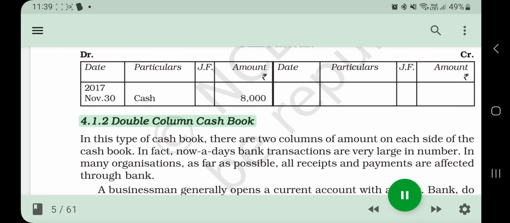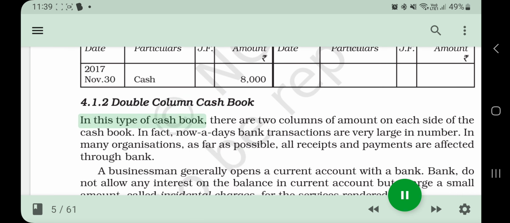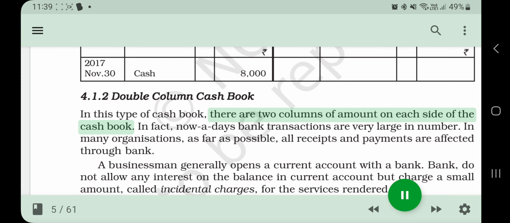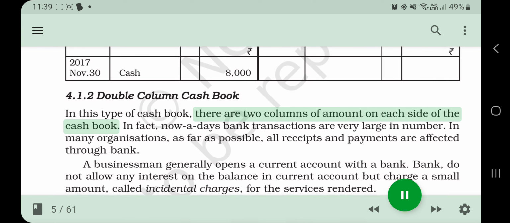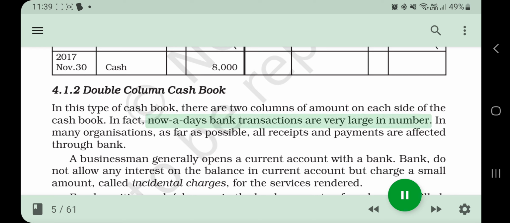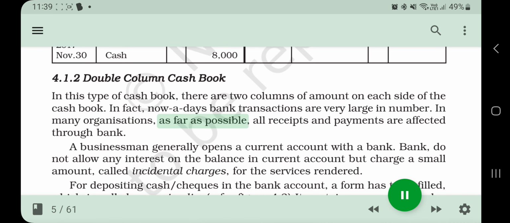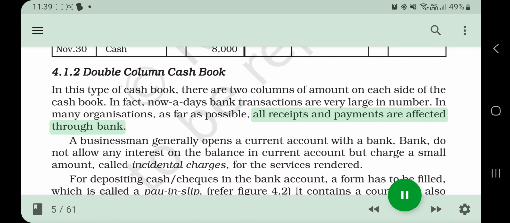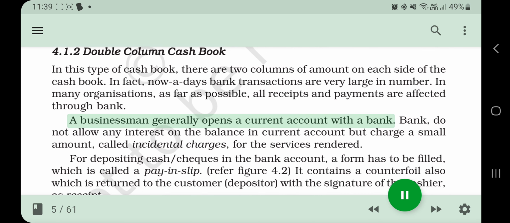1.2 Double column cash book. In this type of cash book, there are two columns of amount on each side of the cash book. In fact, nowadays bank transactions are very large in number. In many organizations, as far as possible, all receipts and payments are effected through bank. A businessman generally opens a current account with a bank.